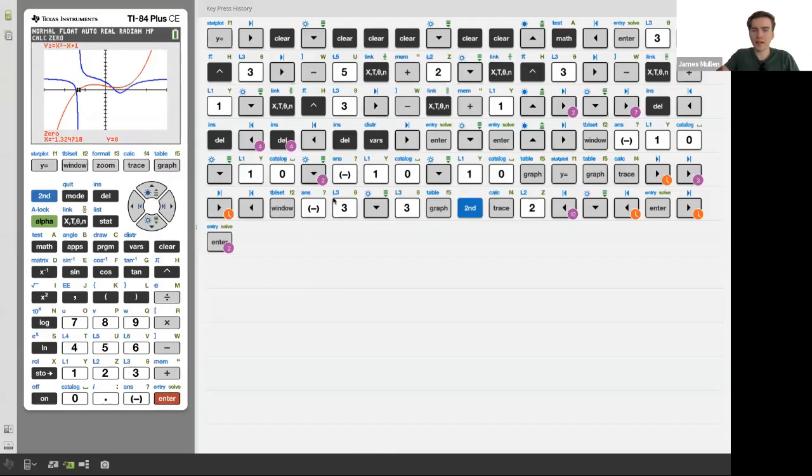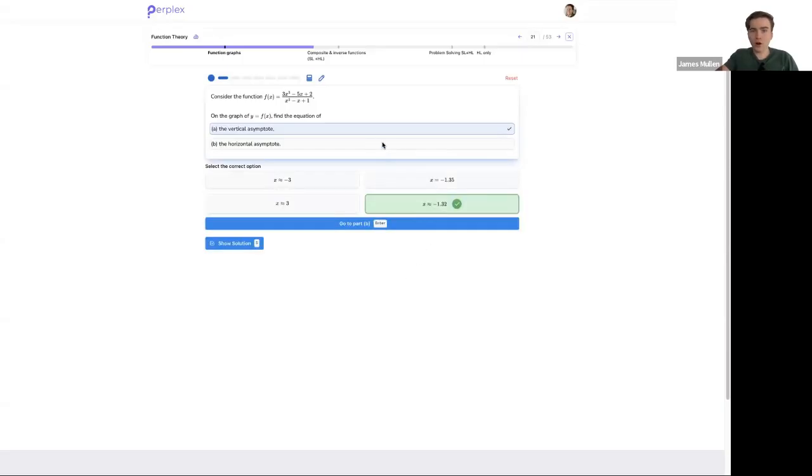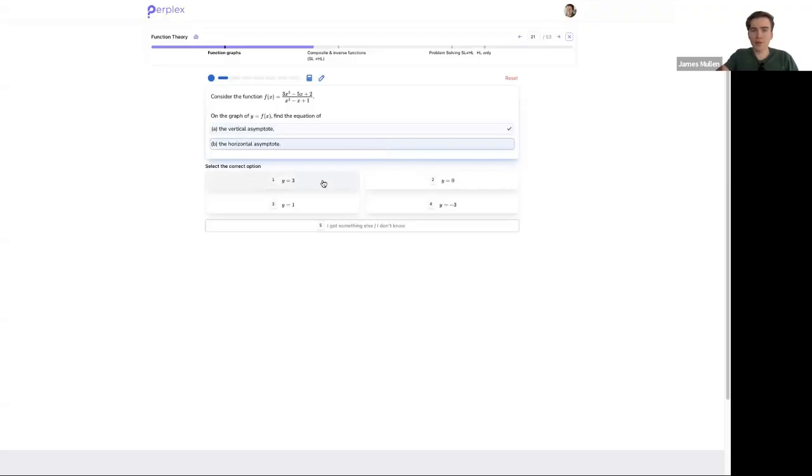All right, so let's go back to the question. We should now have our answers. We found a vertical asymptote, the one we just found, the -1.32. And the horizontal asymptote was at y is equal to 3. Okay, so we can assume it's 3.